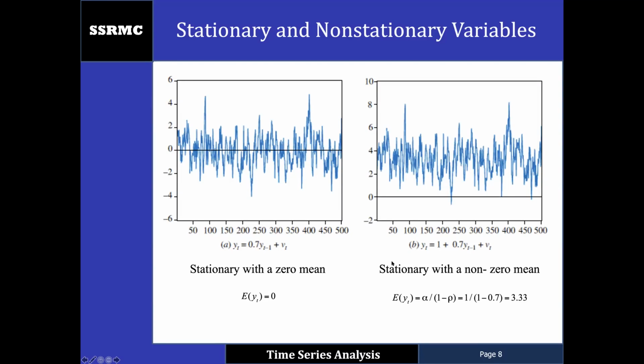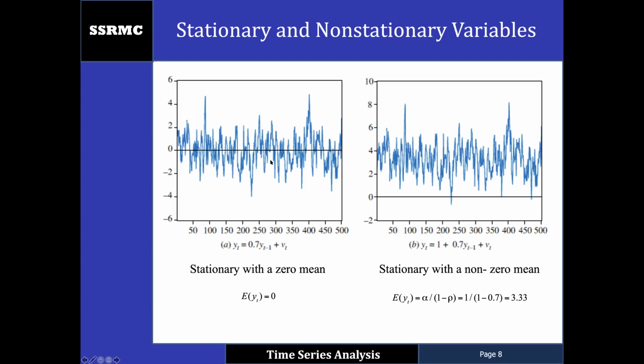I now have several examples of both stationary and non-stationary variables to show the difference among them. All of those time series are generated in my computer, so those are artificially generated by using the equation shown on the slide. For example, the first one is a stationary variable with a zero mean, generated by using this formula, yt equals 0.7 times yt minus 1 plus vt. So if you calculate the expected value of yt, that's 0.